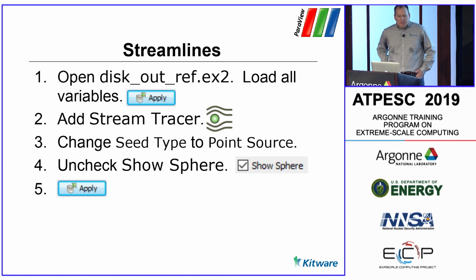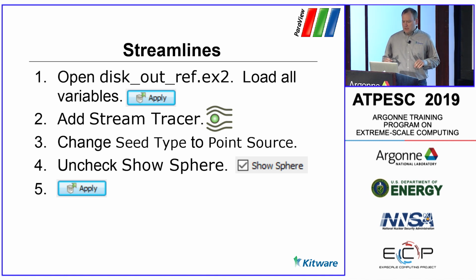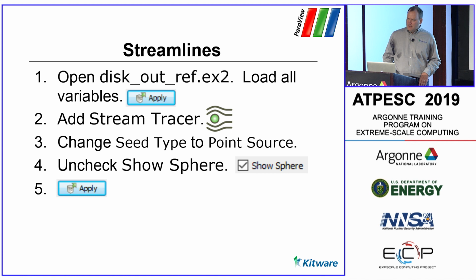The first choice on the stream tracer is how we want to put these points into space. The default is to use a line segment in space with 100 different points along it. Let's change that to a sphere centered around a point. So on the stream tracer, change the seed type to point source, and then hide the sphere, because we don't care to see where these points are starting from. And then hit apply.